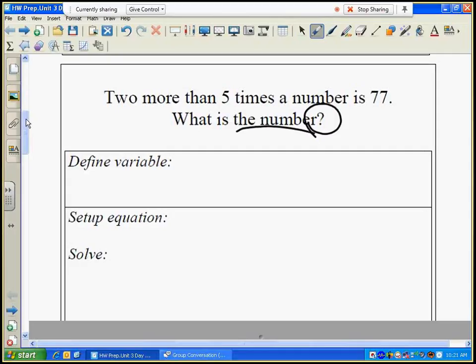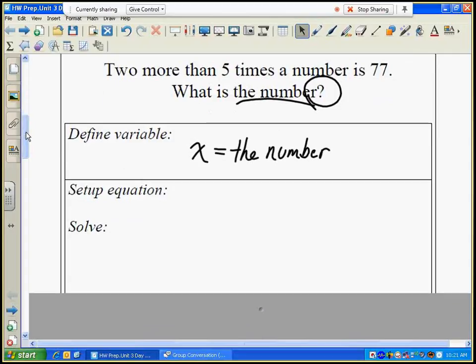Well, you can go with Old Faithful, X. That always works. Number starts with N, so that wouldn't be a bad one. I'm just going to go with X. I feel comfortable with that. So X is the number. There's our definition.